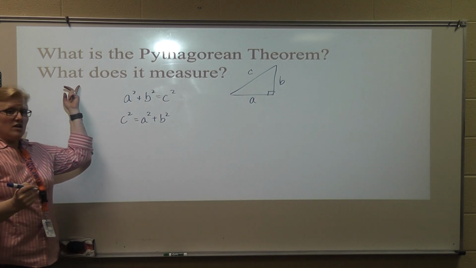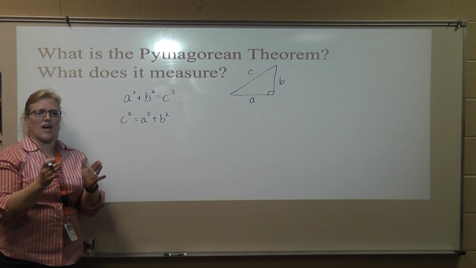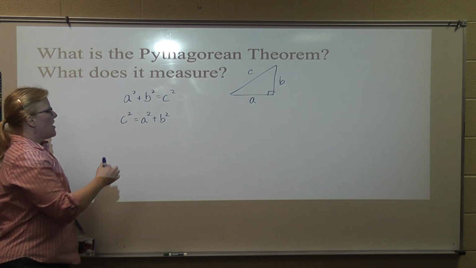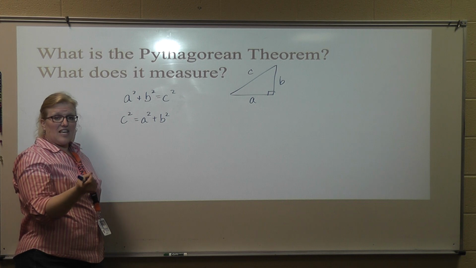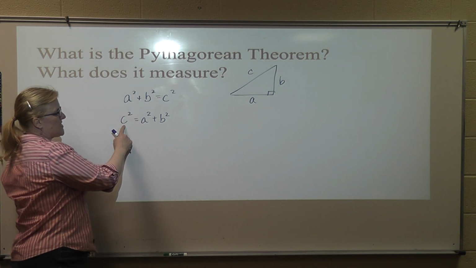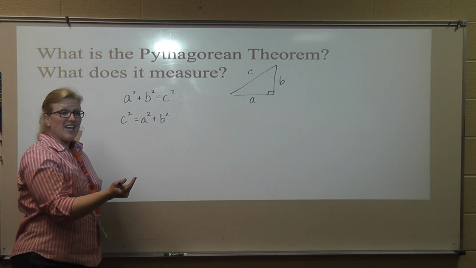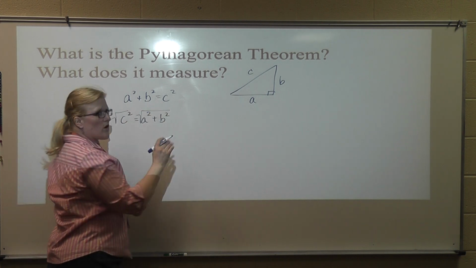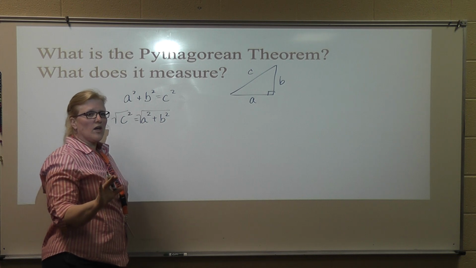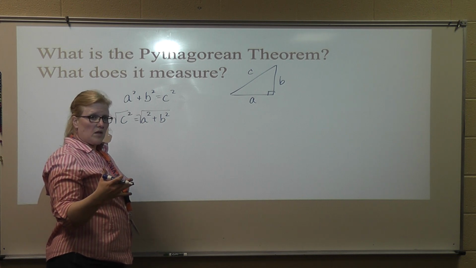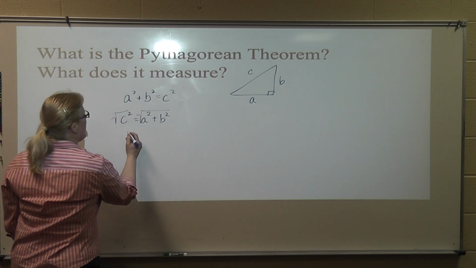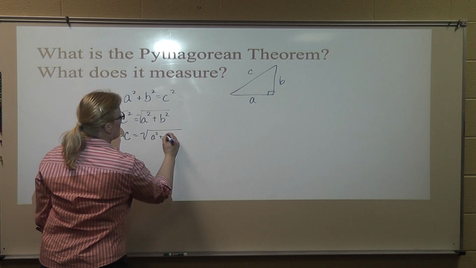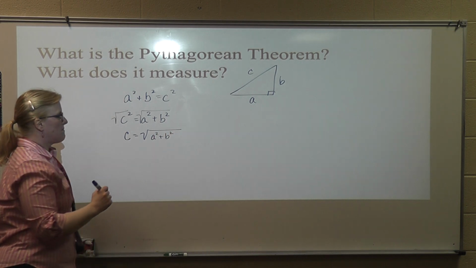And what does it measure? It measures the length of those sides. And that's kind of what we've been talking about, line segments and lengths of sides and things. So let's say I wanted to find C. Well, if I wanted to get C by itself here, I would need to take the square root of both sides. Don't worry about knowing this. I'm just showing you where the distance formula kind of comes from. Okay, so I'm left with C equals the square root of A squared plus B squared.